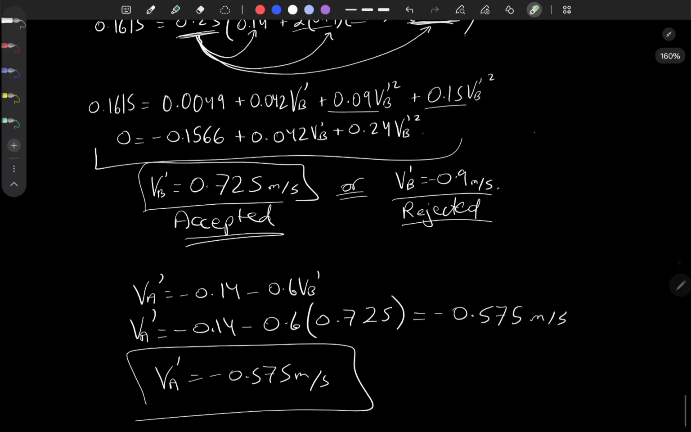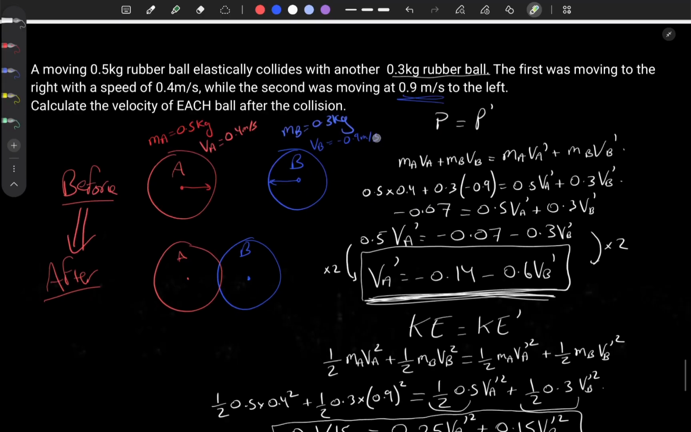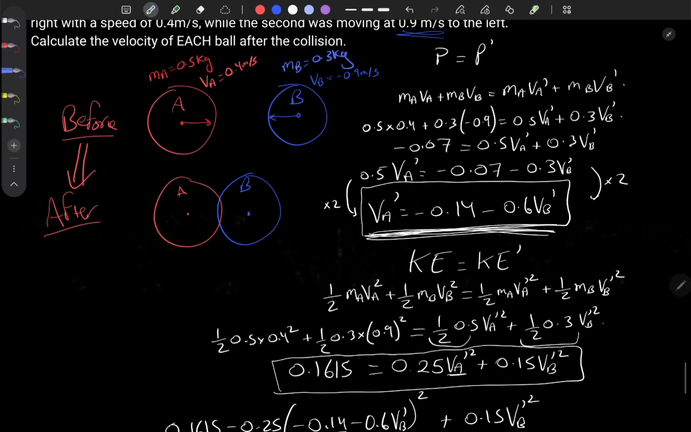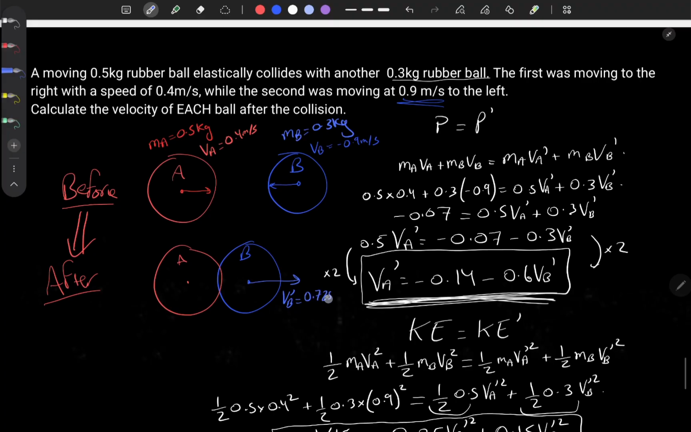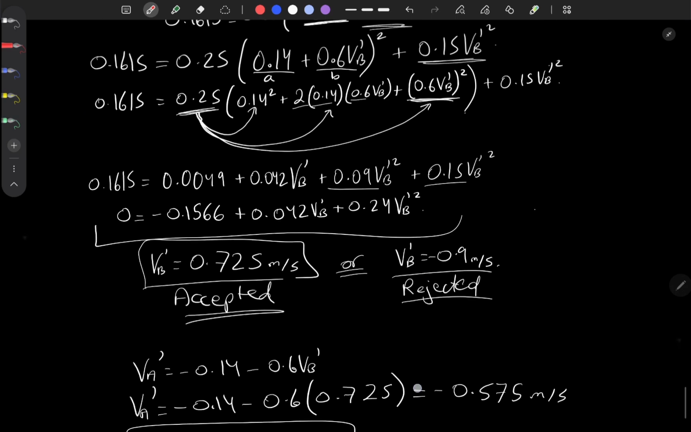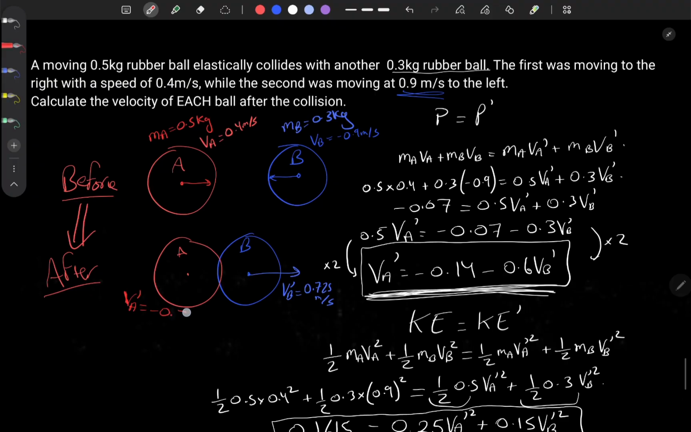And that's it. So we go back to the scenario and we now see very clearly that v_b ends up moving backwards with the velocity of 0.725, and v_a, or v_a prime, ends up moving with the velocity of negative 0.575 meters per second.